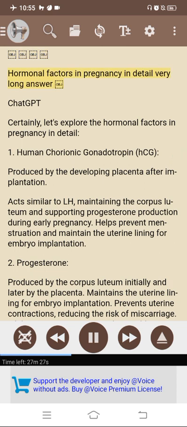Hormonal factors in pregnancy in detail. Very long answer. ChatGPT. Certainly, let's explore the hormonal factors in pregnancy in detail.